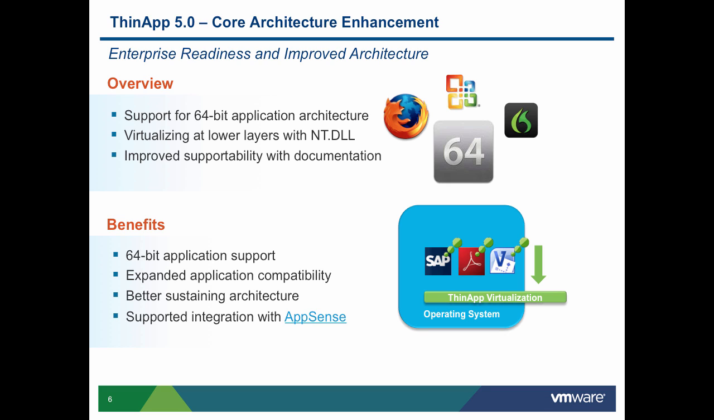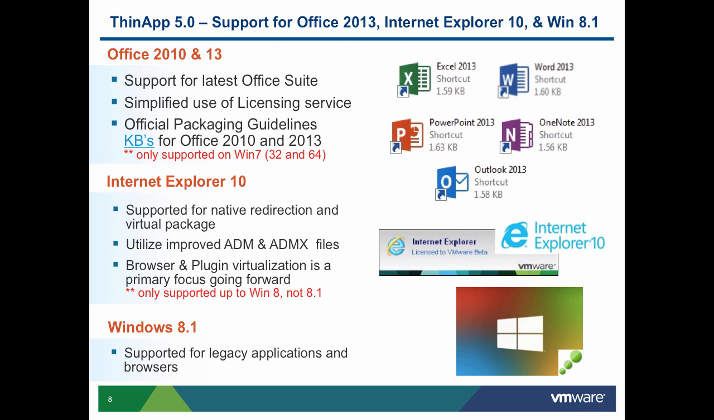In addition to simply changing the architecture and providing support for 64-bit, we also improved some of the documentation. We've made it easier for administrators to find specific packaging guidance for popular and major applications like browsers and Office suites. So to review the core benefits from ThinApp 5.0: 64-bit application support, expanded application compatibility, a sustaining architecture to move forward with, and supported integration with AppSense, which we'll discuss later.